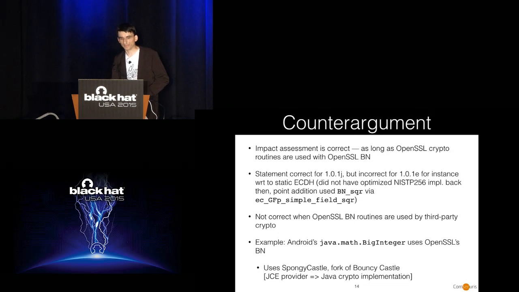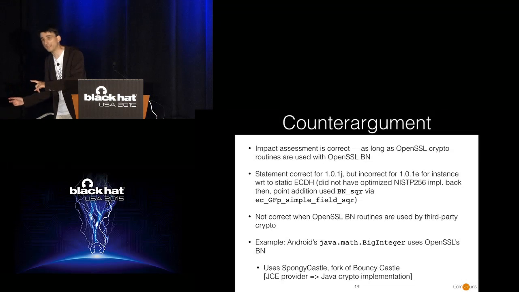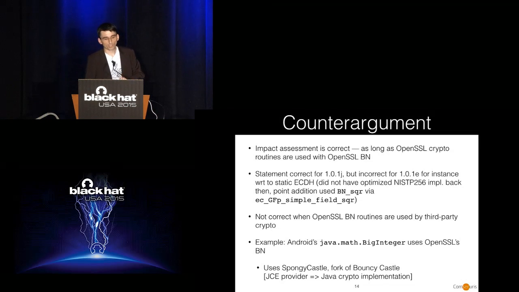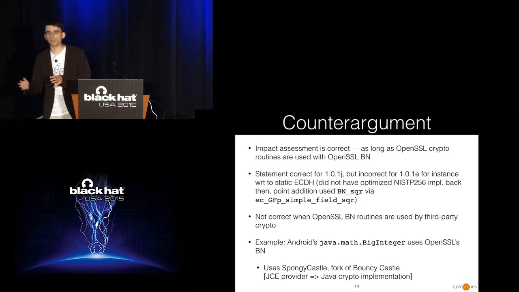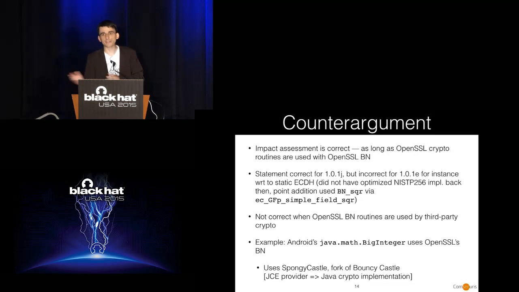However, the counter-argument to this is that the impact assessment is only correct as long as you use the OpenSSL crypto routines with OpenSSL BN. And moreover, it's only correct for 1.0.1j, but incorrect, for instance, for 1.0.1e that was released in 2013 because they didn't have the optimized implementations at that point. So they now have optimized implementations for elliptic curve cryptography that do not use the BN square anymore. And back then they still used that, and hence they have a different code path.